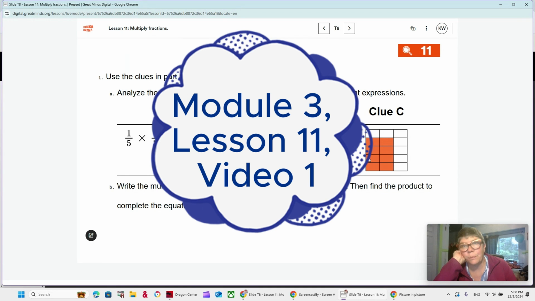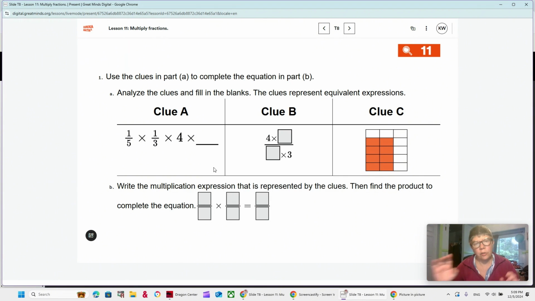And we are on number 1, so please go there now in your Learn book. And you can see that we have 3 different clues and a multiplication expression, and these are all related. So I want you to take 1 minute and try to figure out what goes in the blanks using the clues together, okay? Just 1 minute. Go ahead and work on that.